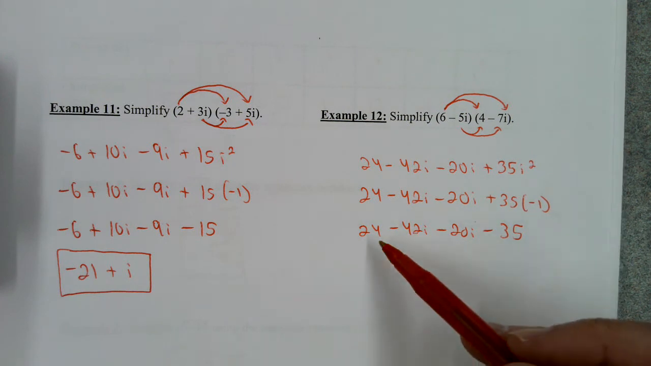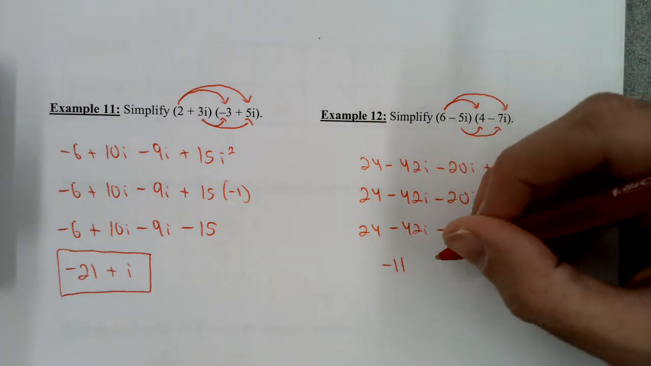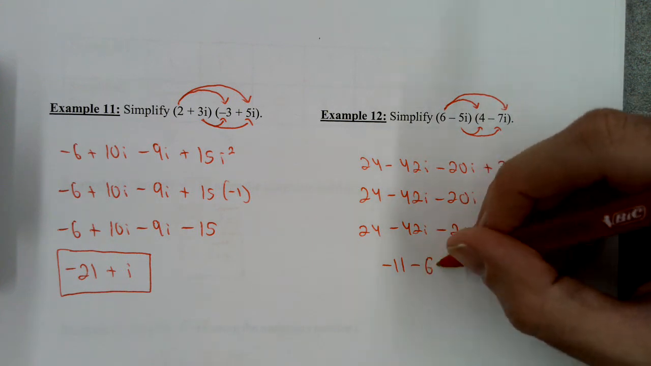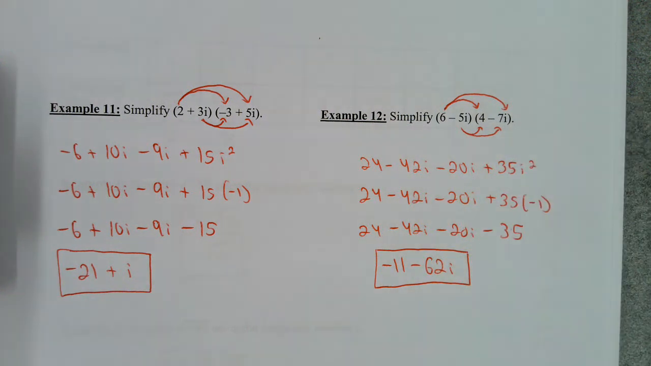Combine like terms. 24 minus 35 is negative 11. Combine the negative 42 and the negative 20 to get negative 11 minus 62i. Okay.